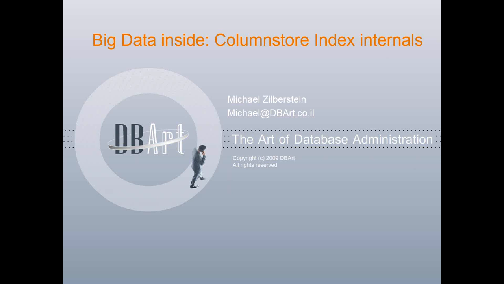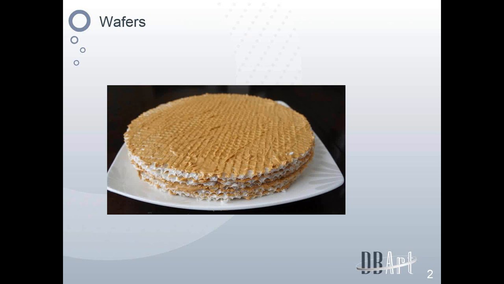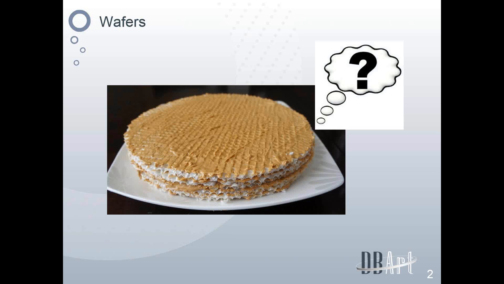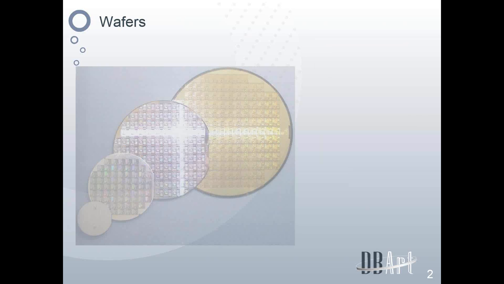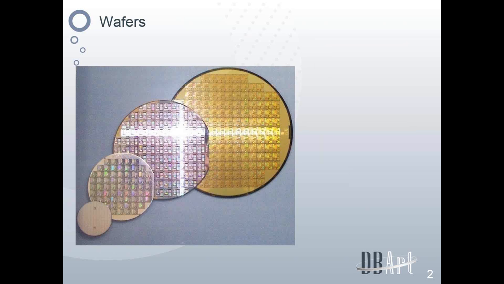So today we'll talk about column store index internals, about the data structures behind it, the processing modes. So let's start. We'll start with wafers. What are wafers? You all know, probably, but we'll talk about wafers from the semiconductor industry.